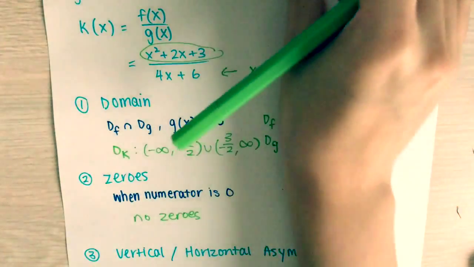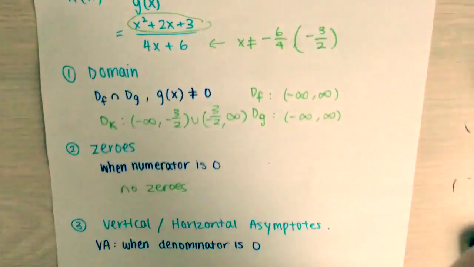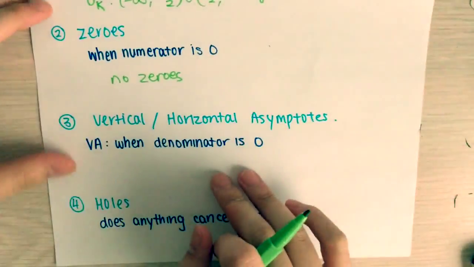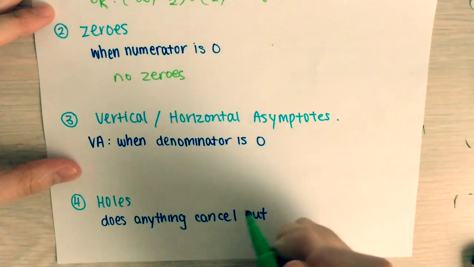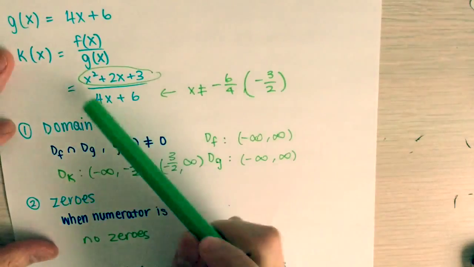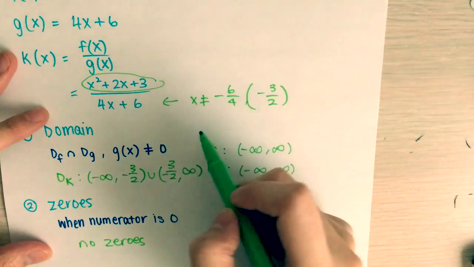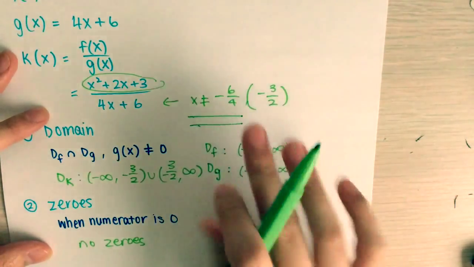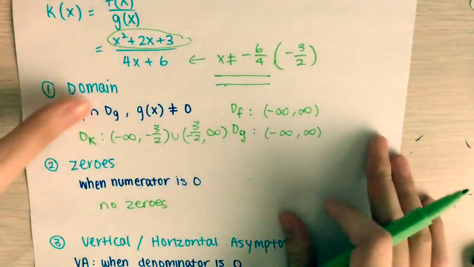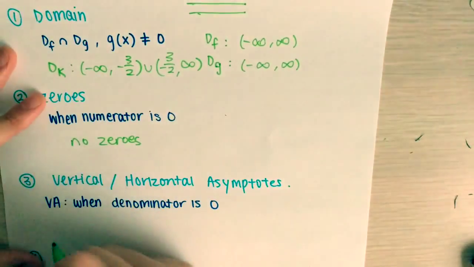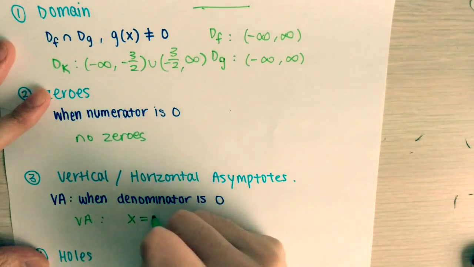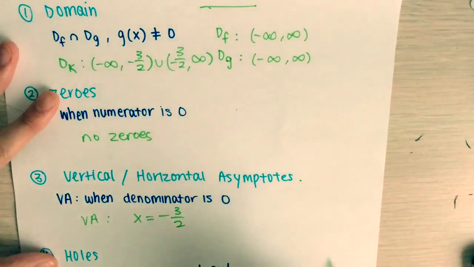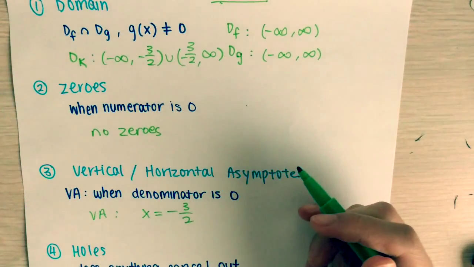As for vertical or horizontal asymptotes, the vertical asymptote is when the denominator is 0. So as we said before, it's when x is negative 6 over 4. So the vertical asymptote would be at x equals negative 3 over 2. That's the equation of the line.